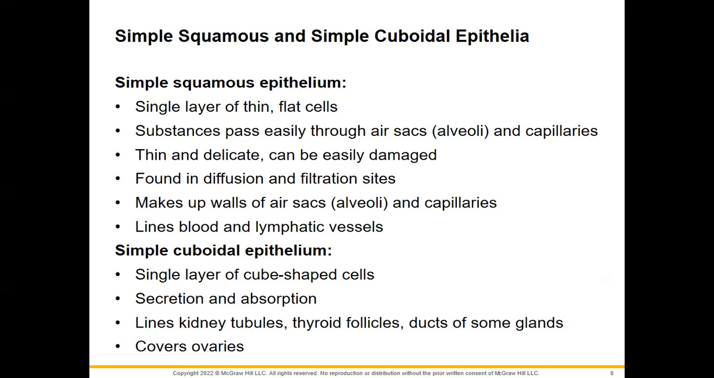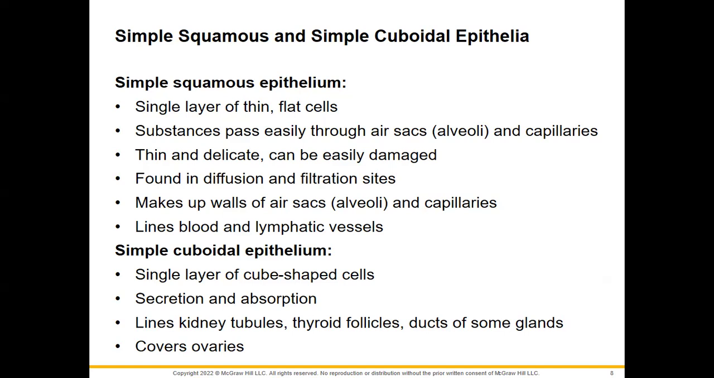Now, your simple cuboidal epithelium. Again, these are a single layer of cube-shaped cells. Simple cuboidal epithelium is responsible for secretion and absorption. Remember that we said that these are going to be found in glands. Glands secrete things, so the cells that are responsible for secreting things are likely going to be simple cuboidal epithelium. These are also going to be the cells responsible for some of your absorption in the body.